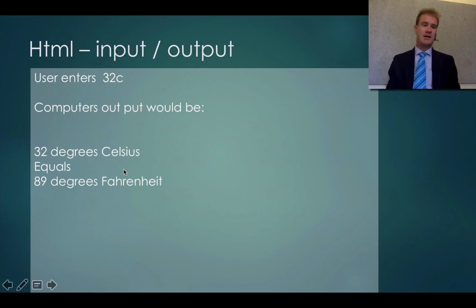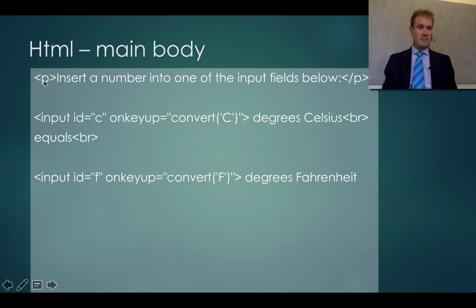Let's look at HTML. HTML is a very common internet language. We want the user to enter 32 degrees Celsius. The computer output that we want is 32 degrees Celsius equals 89 degrees Fahrenheit. So let's look at how we might do that one. P in the brackets here is like print. So anything in between the two P's, with the backslash being the end, is printed to the screen. So we print, insert a number into the input fields below.